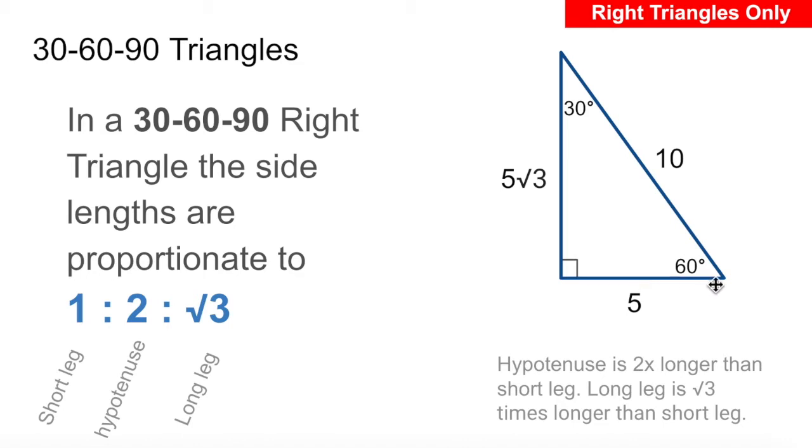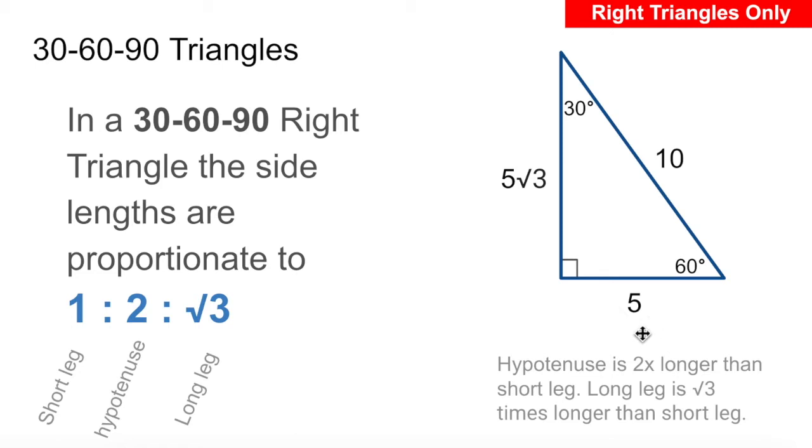So here's an example of a 30, 60, 90 triangle. Here we can see the smallest angle is 30 degrees, the middle angle is 60 degrees, and then we of course have a right angle, a 90-degree angle. The shortest side of the triangle, 5 in this case, is opposite the smallest angle. The shortest side is always going to be opposite the smallest angle. In this case, the shortest side is 5.